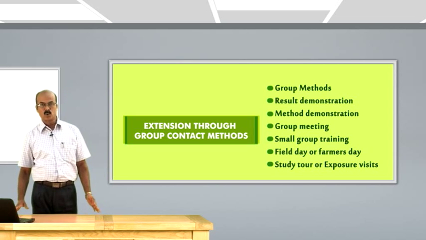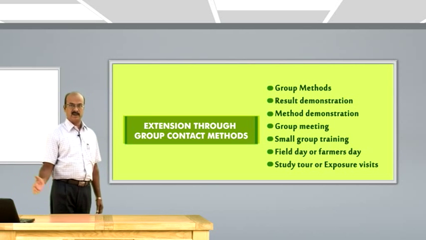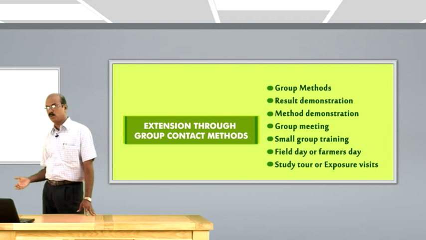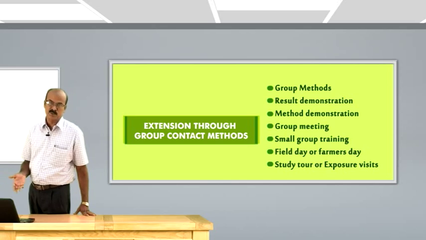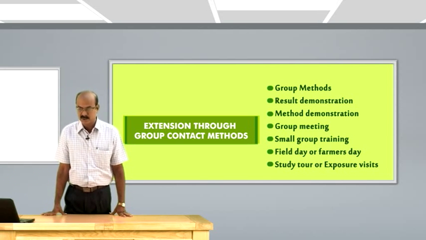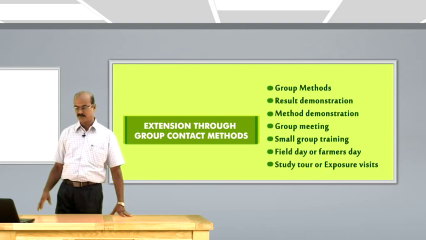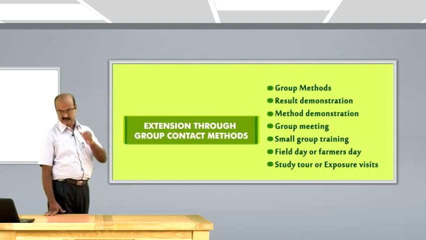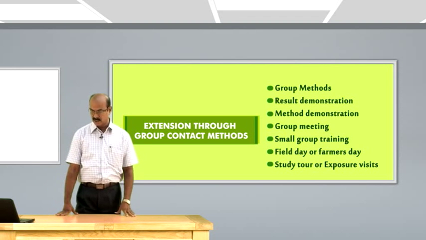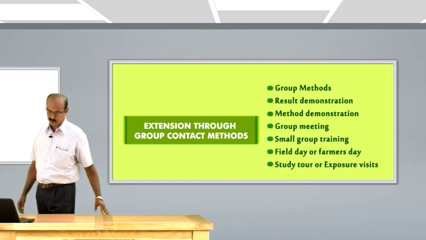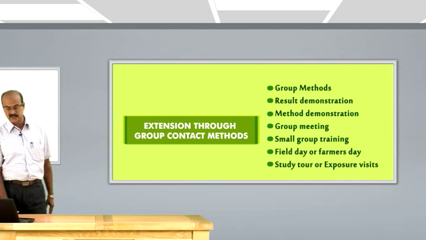The second method is group method. A group, as the word implies, may extend up to 50 members. There may be small groups, medium groups or large groups in size. Small groups may be up to 15, medium groups 15 to 30, and large groups up to 50. Under group methods there are different techniques, extension methods or tools used. There are result demonstration, method demonstration, group meeting, small group training, field day or farmers day, and study tour or exposure visits.